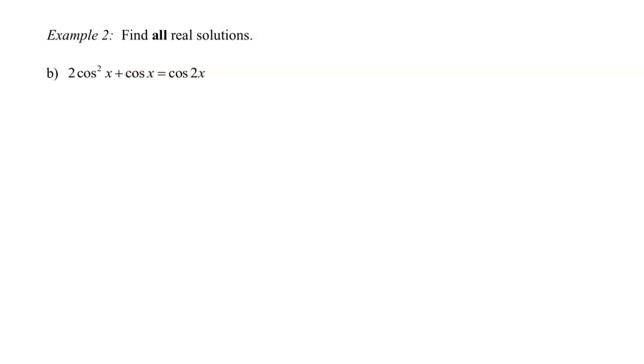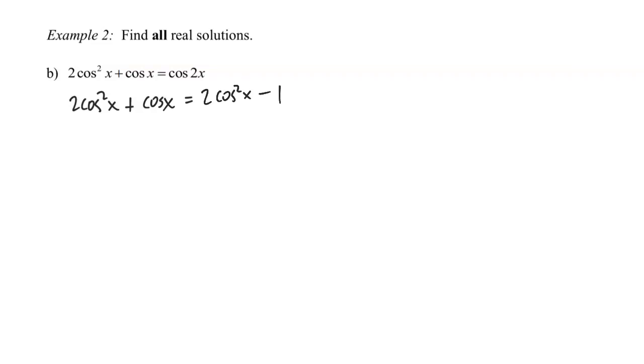And so notice that letter B here, this equation has cosine x written all over it. And so therefore, I want to use the identity for cosine of 2x that has cosine x only in it. And so what that's going to look like is the following. We're going to just write down the left-hand side, 2 cosine squared x plus cosine x, and then cosine 2x is going to be 2 cosine squared x minus 1.